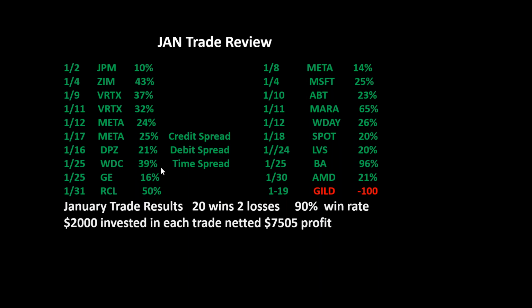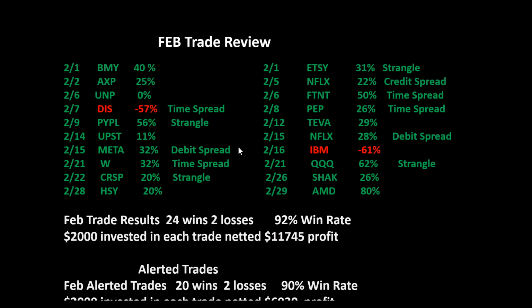And again, you can see it was a time spread here, 39%. We're going to talk about time spreads in a minute, but that was a good month. February is a very, very good month. 24 wins, 2 losses, 92% win rate, but $11,745 profit.